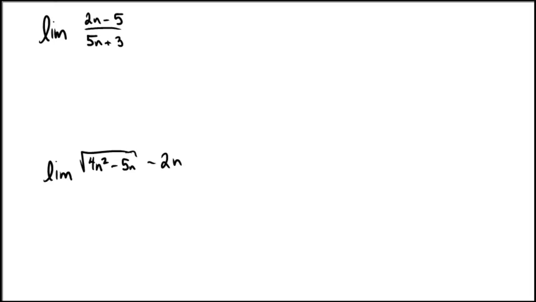So for the first one, we have the limit of 2n minus 5 over 5n plus 3. So algebraically, I'm going to multiply both top and bottom by 1 over n. What are we going to get from that then? Looks like we'll have a limit: 2n times 1 over n would be 2, minus 5 over n, over 5 plus 3 over n.